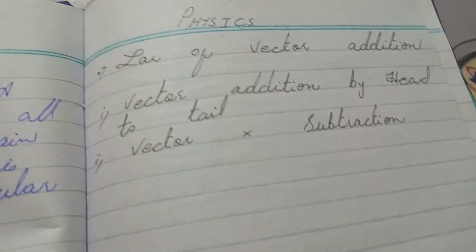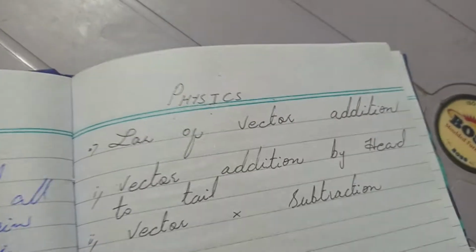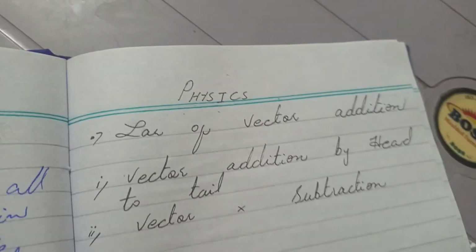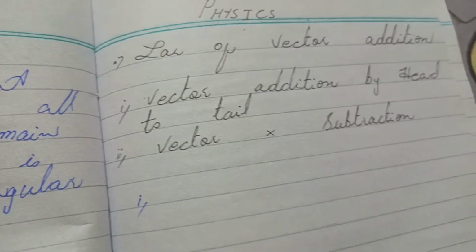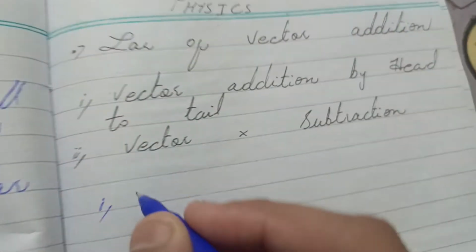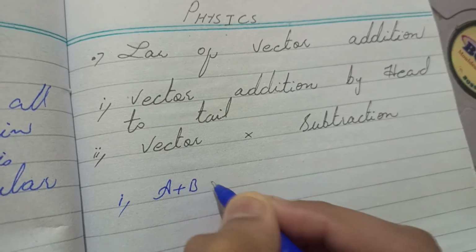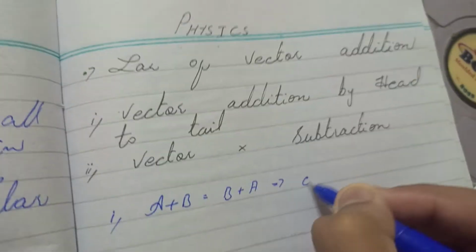Today we are going to discuss the law of vector addition and its two points. First of all, we have vector addition by head to tail, and second one is vector subtraction. First we will discuss the first case, which has two properties, the commutative property and the associative property. These properties are like this: a plus b is equal to b plus a. This is commutative.